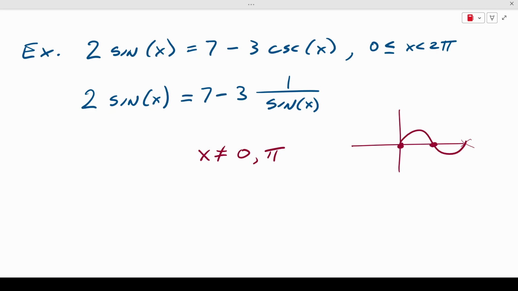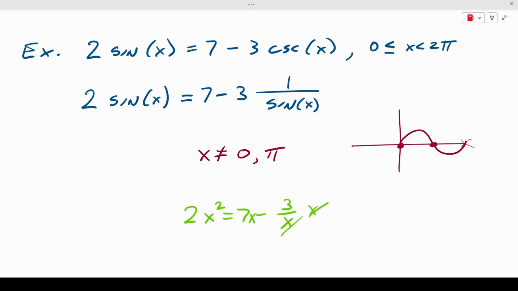What am I going to do here? Well, sometimes when you have a problem and you're not quite sure what to do, it's helpful to think of a similar problem and think, what would you do there? What if it was just 2x equals 7 minus 3 over x? What would you do there? Well, what I would do is I would multiply through by x. And multiply by x, multiply by x, multiply by x. Then I'd have a quadratic. I could bring everything over to one side and solve. So I'm going to do exactly the same thing here.